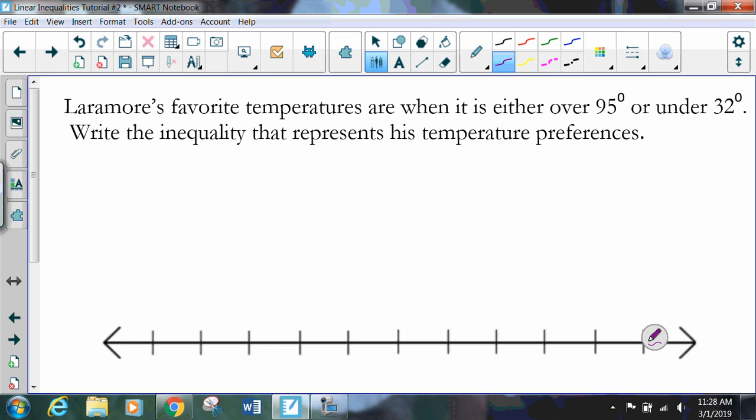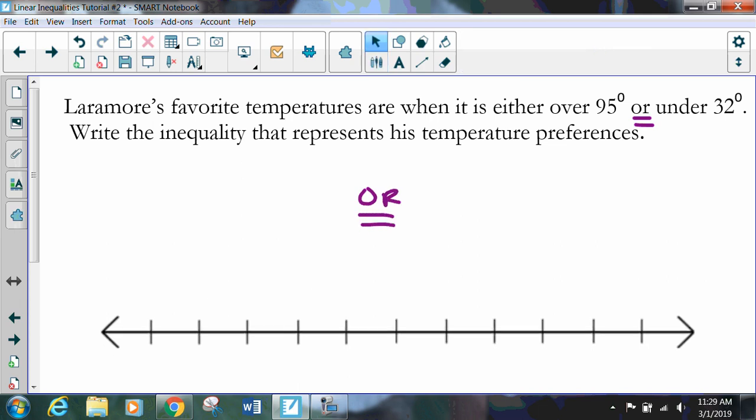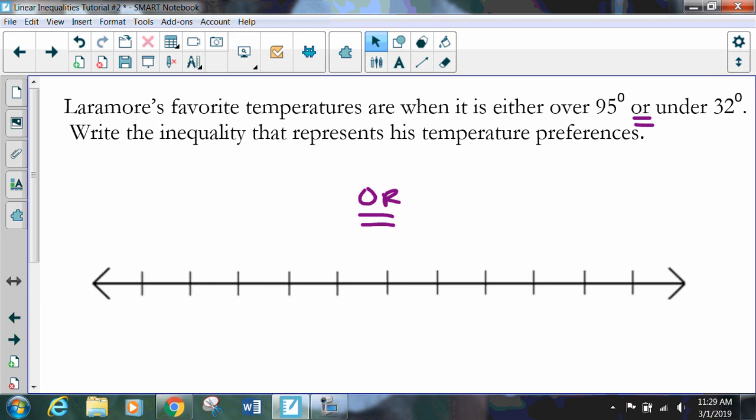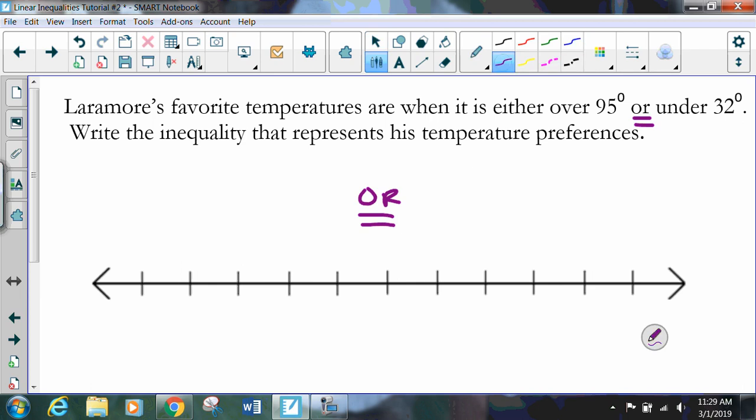So I see an or, which is good because that means that I'm going to have an or in my inequality statement, right? My compound inequality. So I'm going to go ahead and do the number line first and then write it. I see two numbers. I see 32 and I see 95. I'm not going to try to space this out because I don't have the space.